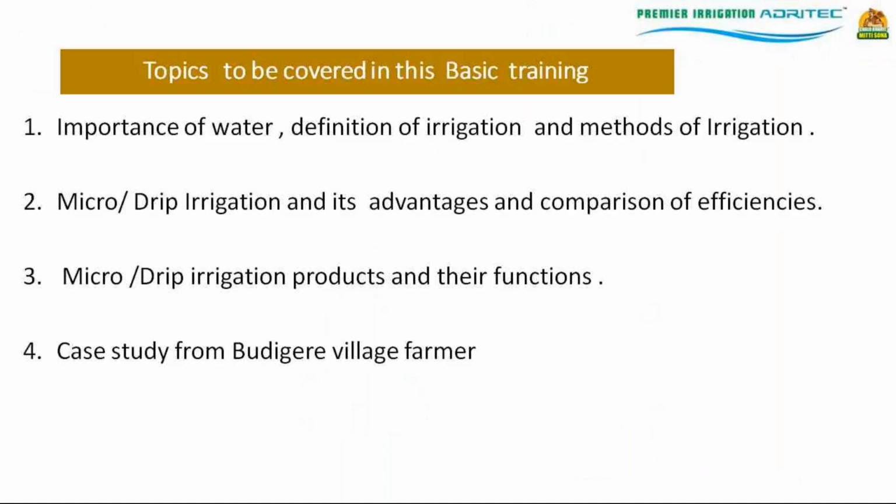Okay. The topics that are going to be covered in this basic training program will be divided into 4 parts. First, I'll be talking about the importance of water, the definition of irrigation, and the methods of irrigation. Second will be why micro drip irrigation: what are the advantages, what are the efficiencies, what are the various methods, and what are the different products that can be used in this context. And I will take a small case study of a Budigere village farmer very close to Bangalore, at Devanahalli Taluk. So this will be the flow of the program.